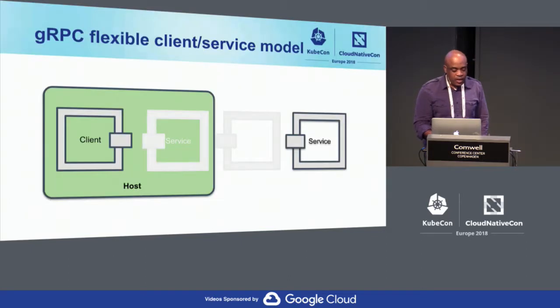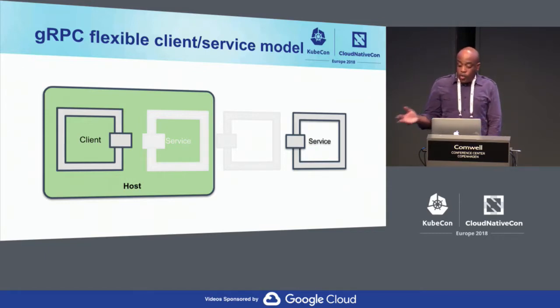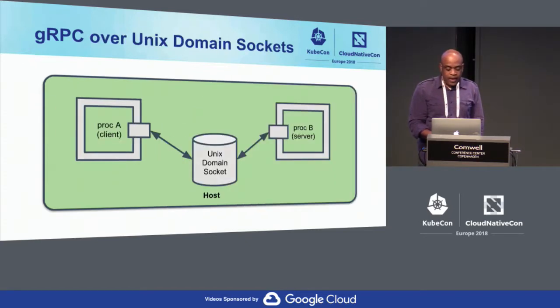service. Now, it turns out that because gRPC is a client service model, you can have the client and the service either co-located on the same host, or the service can be externally on its own host. Now, when the client and the service are on the same host, you can use UNIX domain sockets so that your client and your gRPC server can communicate using UNIX domain sockets.